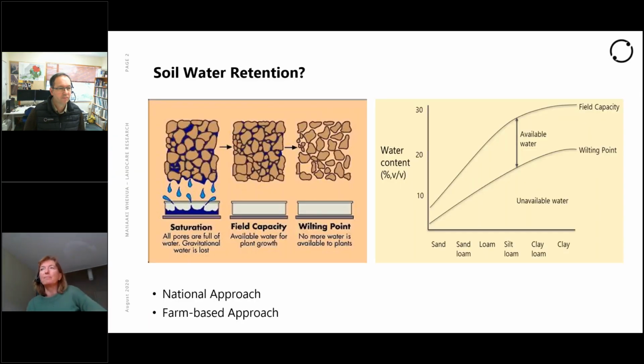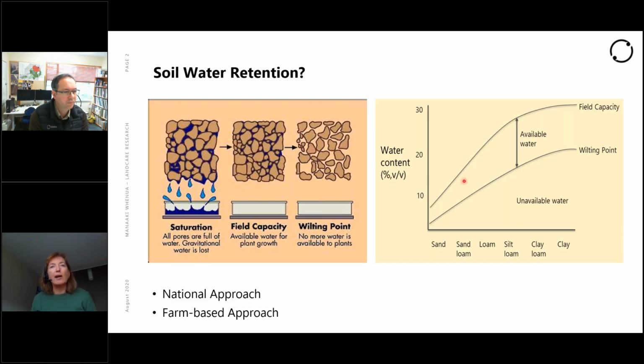What is soil water retention? It's about the capacity of soils to retain water. When you have irrigation water or rainfall and the soil is full of water and there's excess water, we call that saturation, as you can see on that first diagram. Once that excess water is gone and you end up with the pore space being full of water that's then available to the plants, we call that field capacity. Once all that water is gone, either drained or taken up by the plants, we call that wilting point. Available water is the difference between field capacity and wilting point.